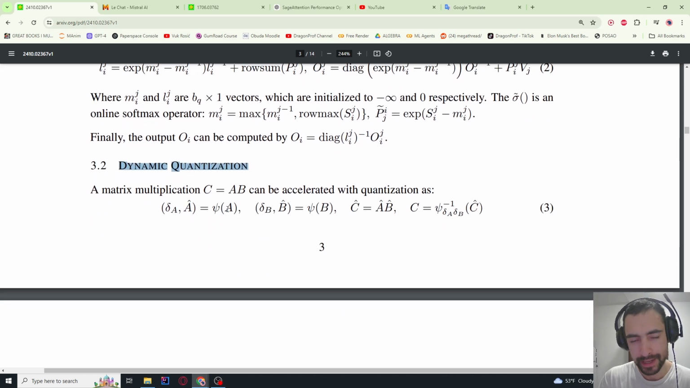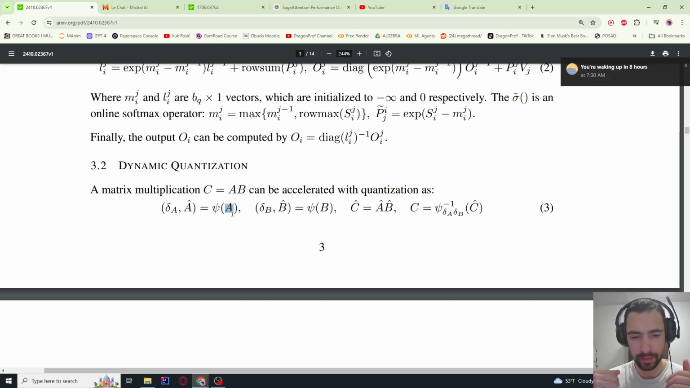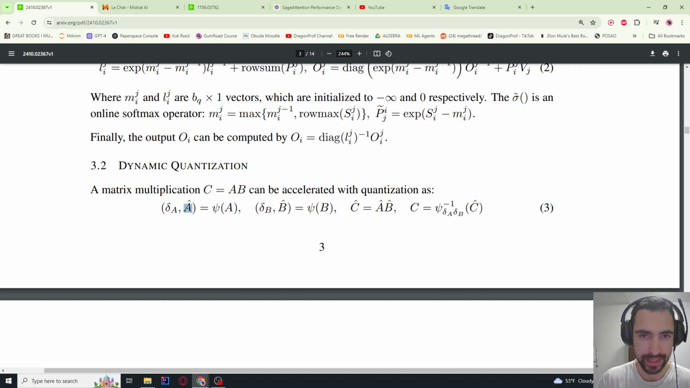So let's say we have some matrix A, and this psi of A represents a quantization function that turns this matrix from a higher precision matrix into a lower precision matrix. And so we're gonna get this lower precision matrix, for example, an int8 matrix, from this, for example, float64 matrix. And we're also gonna get this scaling factor, in this case delta A, that's gonna let us convert this small precision matrix back into the high precision matrix. But since it will not be perfect, it should be as close as possible.